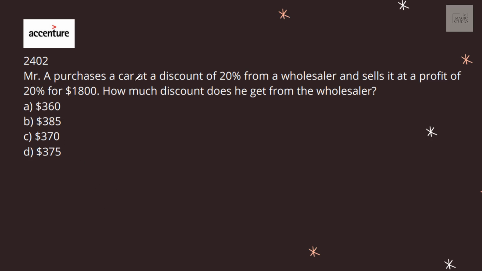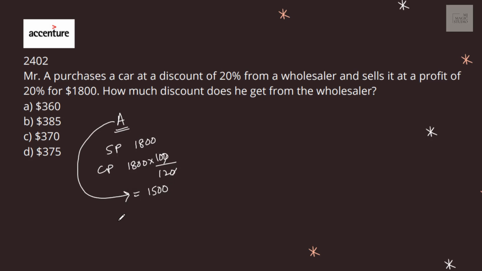Mr. A purchases a car at a discount of 20% from a wholesaler, and sells it at a profit of 20% for $1,800. So for Mr. A, the selling price is 1,800, which is after 20% profit. So CP is 1,800 into 100 by 120, that is 1,500. That means A has purchased this car for 1,500.